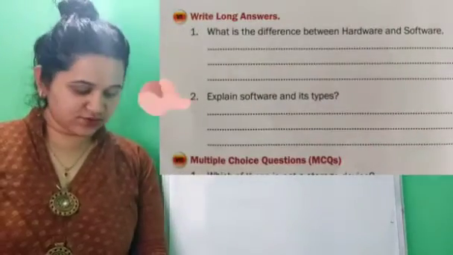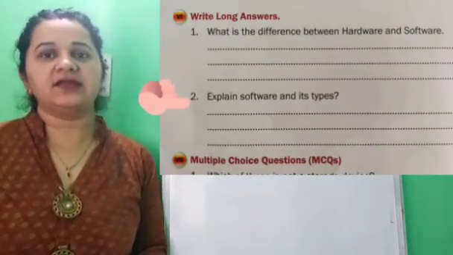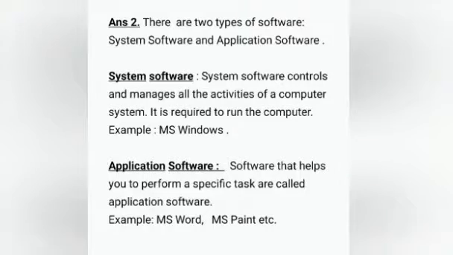Now here comes question number 2. Explain software and its types. See children, a definition of software we have written in the first question. So just write down the answer from here only. There are two types of software, system software and application software.